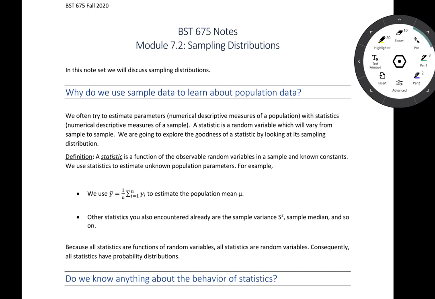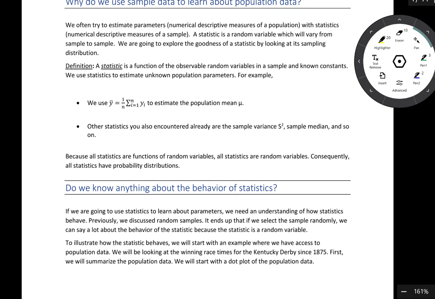And we've alluded to this in previous note sets, but this is going to be the first note set where we really start to talk about the distribution of a statistic. And so we're going to start out with a formal definition of a statistic. Previously you learned about statistics in your intro stat course, but here we're going to define a statistic to be a function of the observed random variables in the sample and known constants.